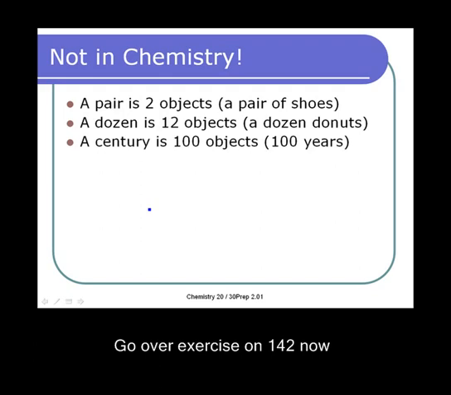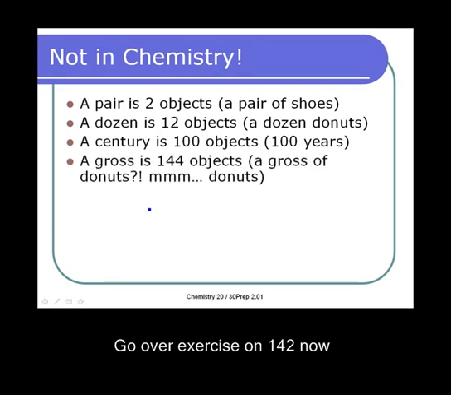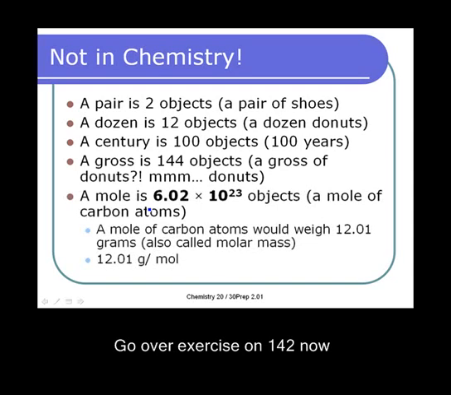A century is another way of counting things. It's 100 objects. For example, 100 years would be a century. A gross is something that's a little bit less common. A group of 144 is called a gross. And I suppose you could have a gross of donuts.